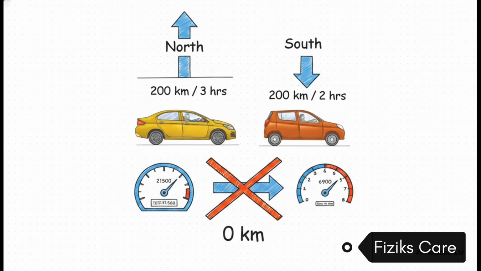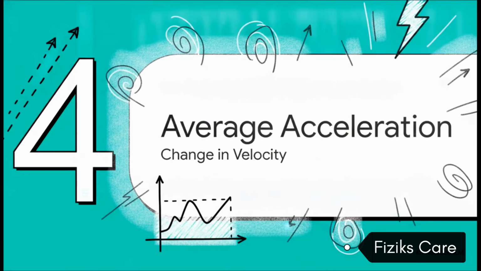But because you ended up pulling into the exact same driveway you started from, your net displacement is 0. 0 divided by 5 hours means your overall average velocity for the entire trip is exactly 0. Pretty wild, right?